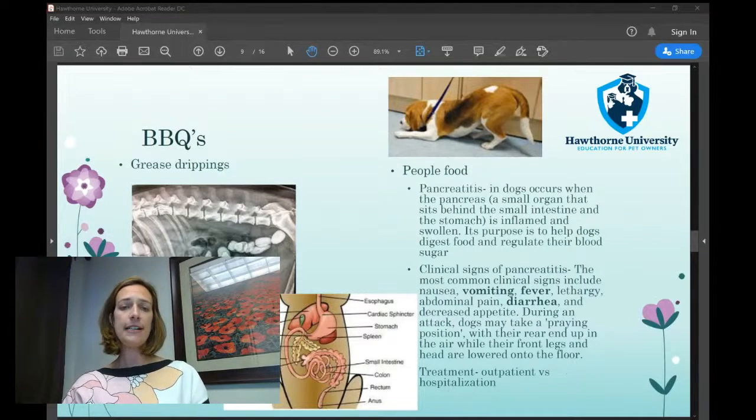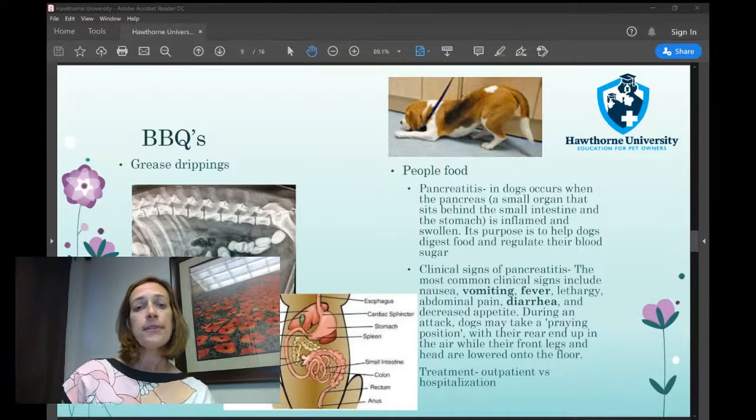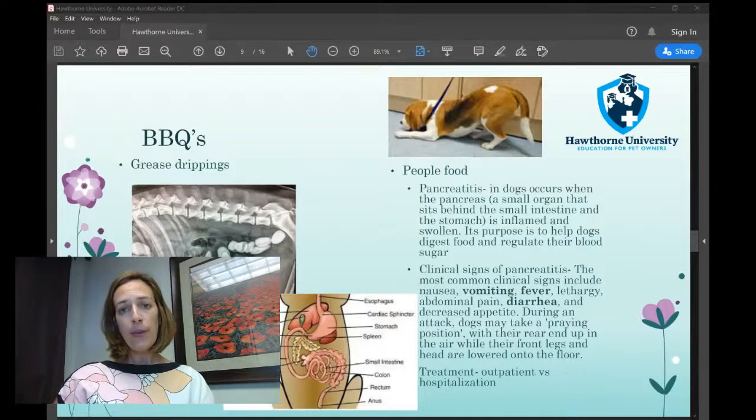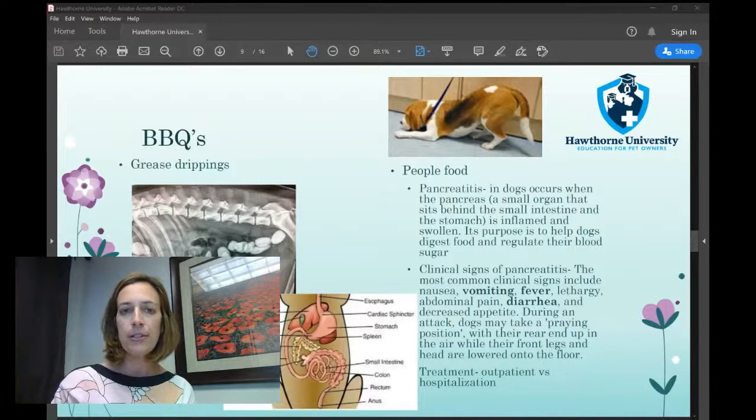So I always advise finding different places to pour your grease or any of your scraps of food. Bones are the same way. Anytime those rib bones are done, throwing them outside, our pets are going to get a hold of it, and those can cause some serious issues leading to surgery. The other thing is people food in general.